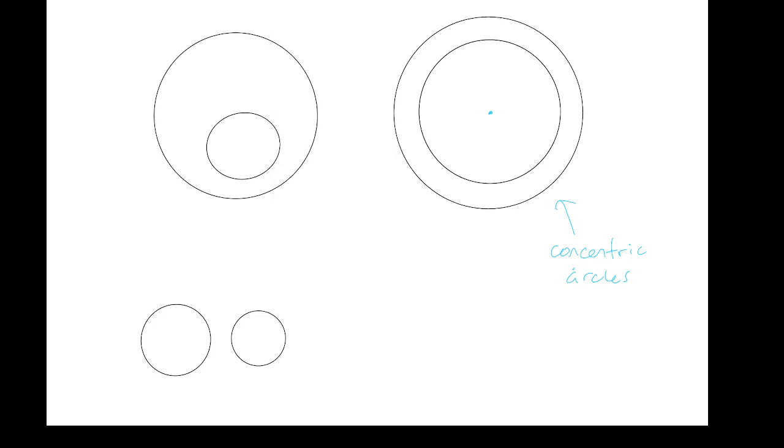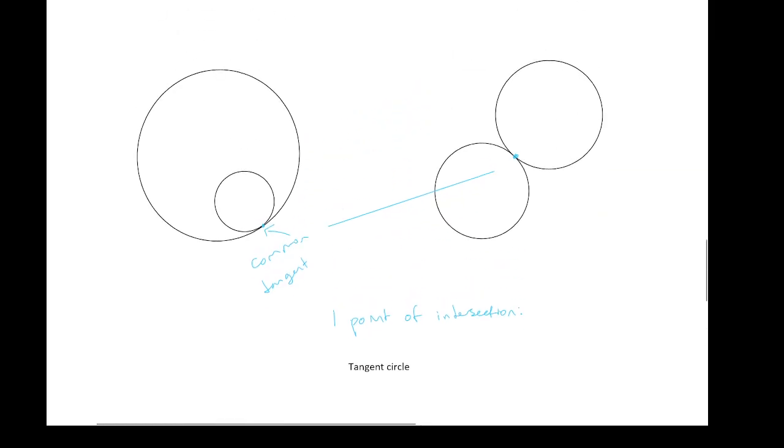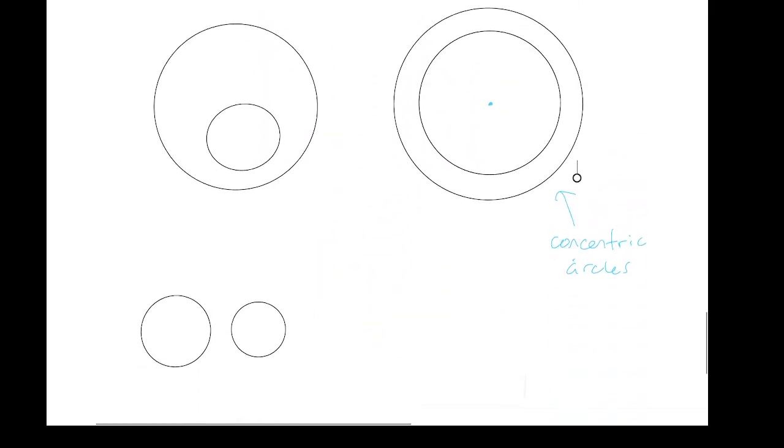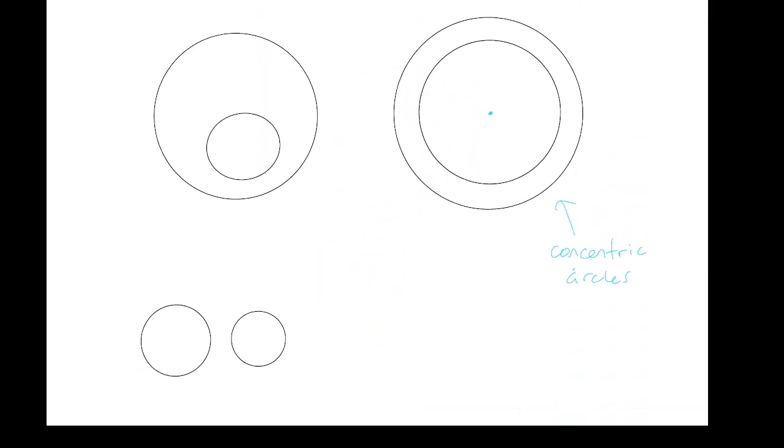So we had 2 points of intersection. There's only one way to do it. We have our 1 point of intersection, which we had 2 ways to do it. And then if we have no points of intersection, we have 3 ways to do it. So this is 0 points of intersection.